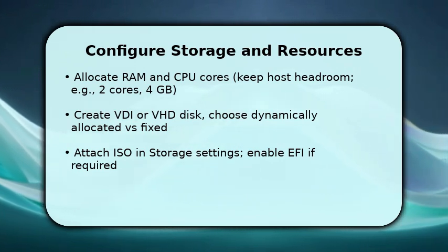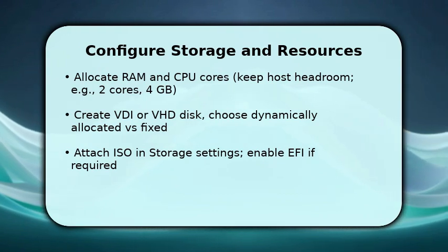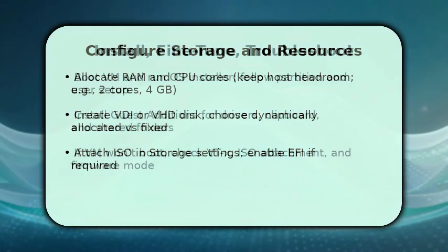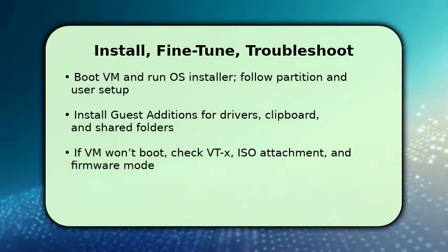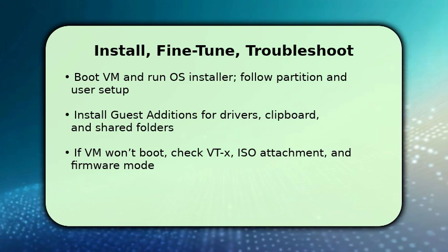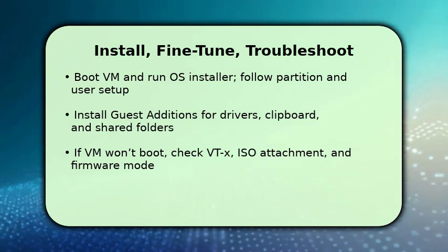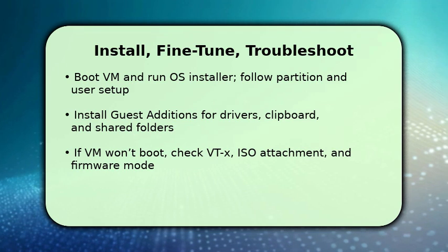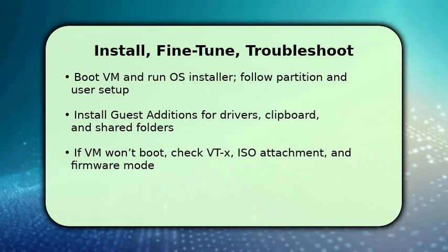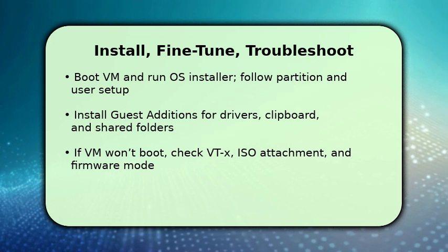Once configured, save and review network and shared folder settings before booting. Finally, power on the VM and complete the OS installer steps just like on a real machine. After the OS is up, install VirtualBox Guest Additions to enable better graphics, mouse integration, shared folders, and clipboard. Then adjust display, shared folders, and snapshots for backups.